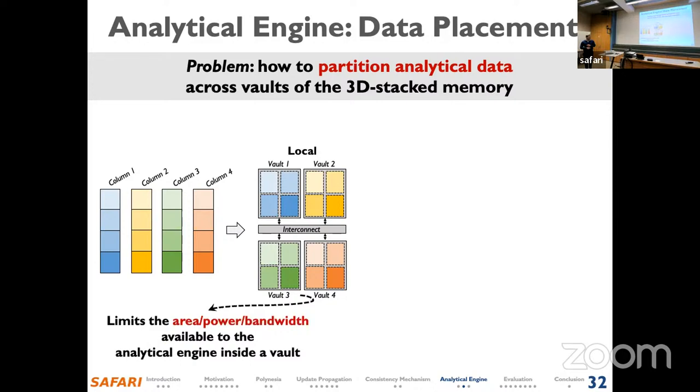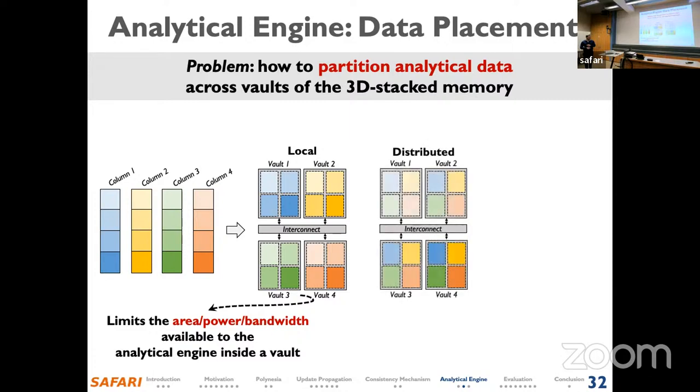The main problem with this is that each vault has a limited budget in terms of area and power that it can consume, and also a limited amount of bandwidth. So if you do this local partitioning, the PIM core in vault one only has limited access to the overall bandwidth of your memory system, basically only the bandwidth of this particular vault, and the area to execute the first column is limited by the area budget of this vault.